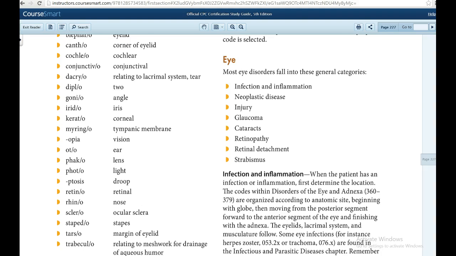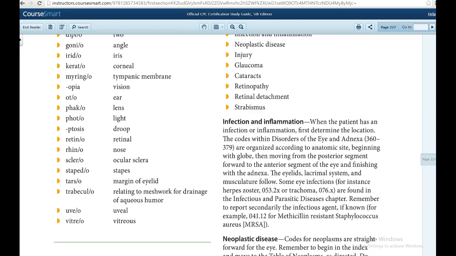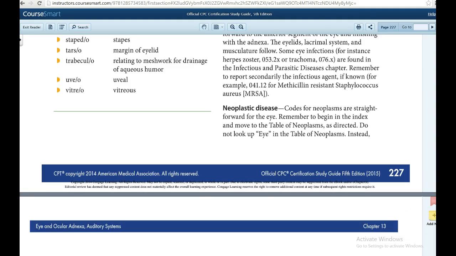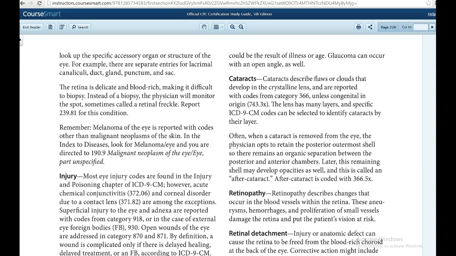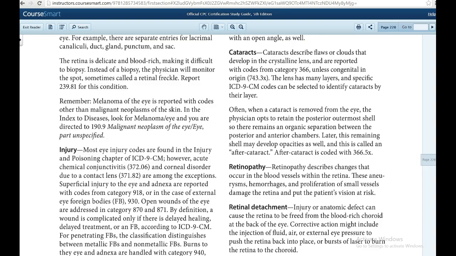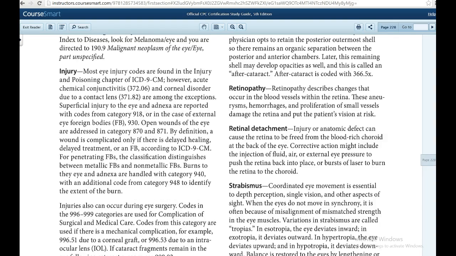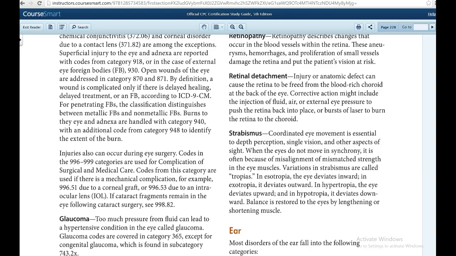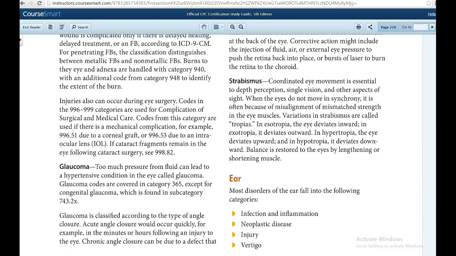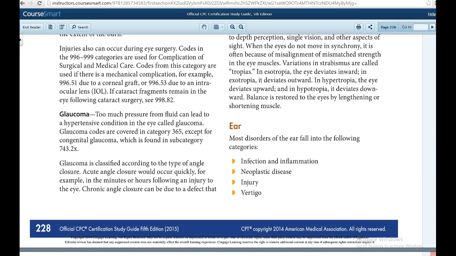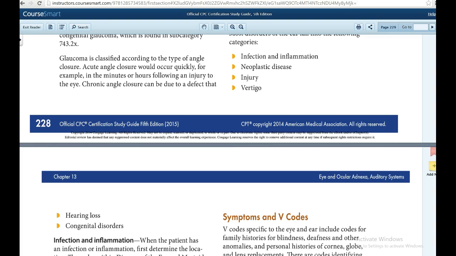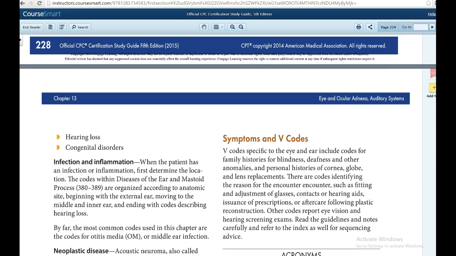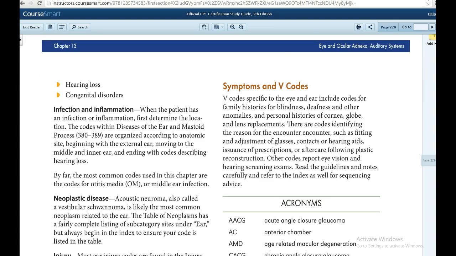These are some different infections and neoplastic diseases that you have of your ear. Make sure you go back and review this. Glaucoma, of course, you all know comes with diabetes. A lot of patients get glaucoma. Different types of infections.